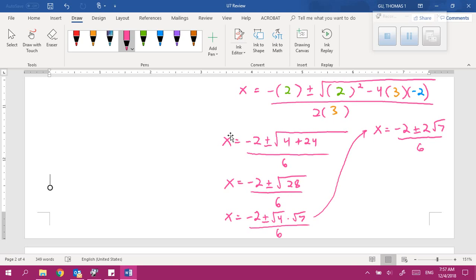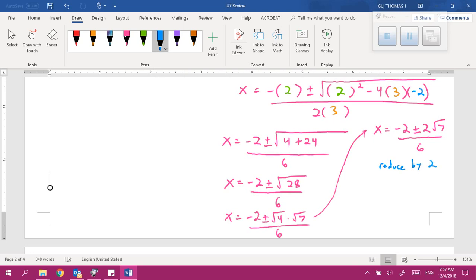You can't divide by 6, but all these terms can be divided by 2. So you divide all the terms by 2. You don't deal with the square root; that's something you can't touch. You're only dealing with the numbers outside the square root of 7.